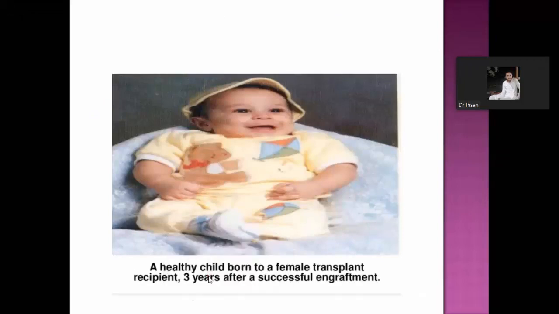This is for those who want to conceive a healthy child born to a female transplant recipient 3 years after successful transplant surgery.